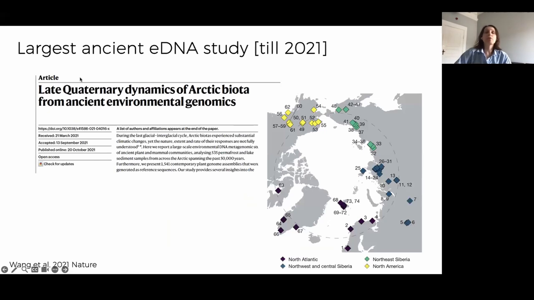And so a good example of what ancient environmental DNA can provide is this study from 2021 by Wang and co-authors. So we basically extracted DNA from lake and permafrost sediments, more than 500 samples across the Arctic Circle. So you can see these locations here on the map. And they span the last 50,000 years. And this allowed us to actually reconstruct biotic responses to past climatic changes at an unprecedented spatial resolution.